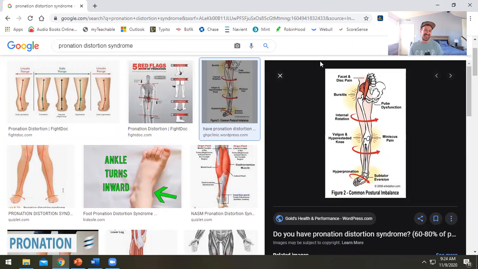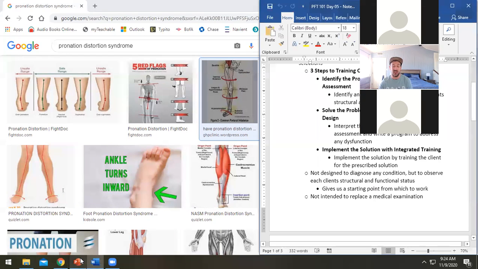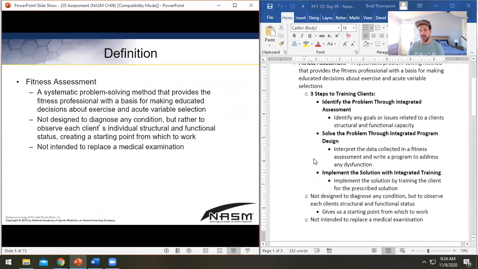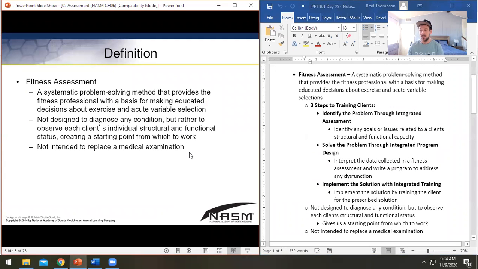Let's take a look at the rest of this assessment stuff. So let's look at these first distortions. Coming back to our idea here, a fitness assessment is a problem-solving method that guides you as the trainer on how to write effective programs. So you don't write a program that is cookie cutter, like Insanity, but something custom specifically to your client.